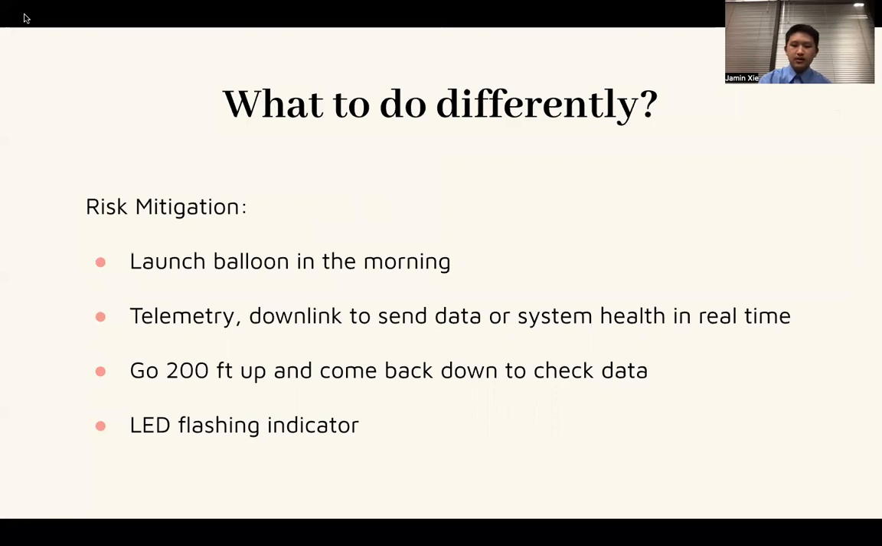In addition, we might downlink data to the ground station in order to check data was actually being collected or to check system health and function. Another idea of something we might change, were we to run this experiment again, is to go up to a lower altitude, say 200 feet, then come straight back down to ensure data was being collected. The last thing we could do was to add an LED indicator to flash when data is being collected. This would give us a visual cue to make sure that data collection was taking place.